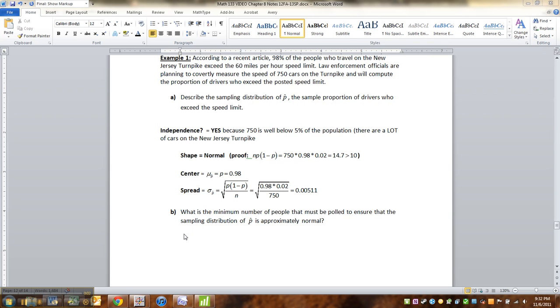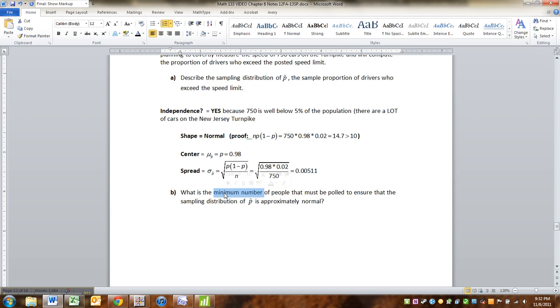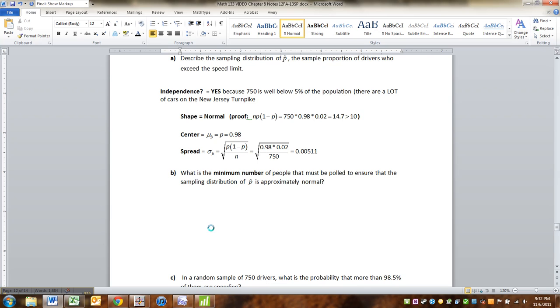So this next problem here is one of the few times that we actually get to do some algebra in this class, so I say we enjoy it. They want to know what is the minimum number of people that must be polled to ensure that the sampling distribution is normal.